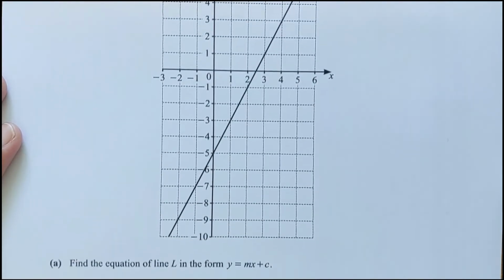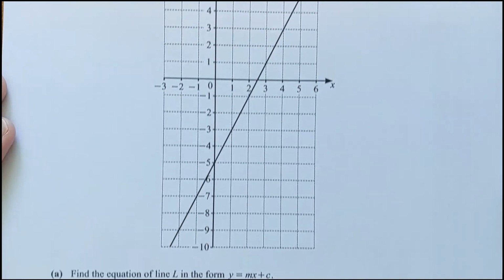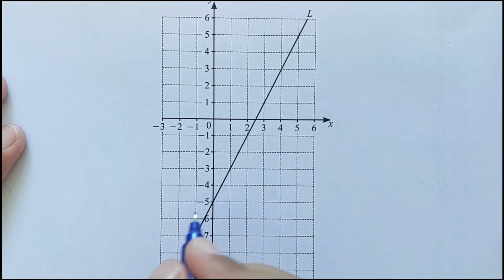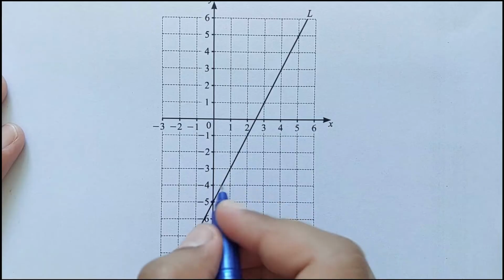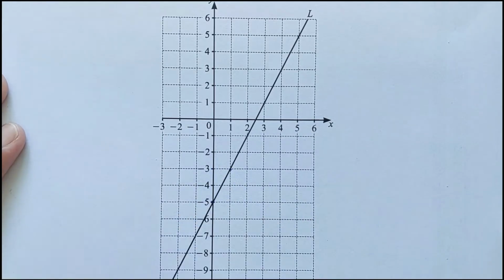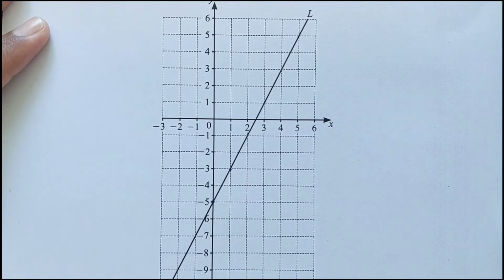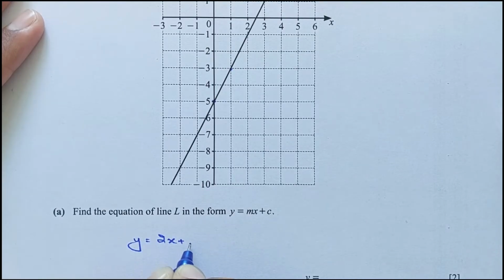Question number 8, part A. Find the equation of line L in the form y equals mx plus c. So c is the y-intercept, which is -5. And the slope we have to calculate. The rise over run is the slope. So if I take this point, the rise is 2 units and the run is 1 unit. So slope is 2 by 1. So this is y equals 2x plus -5.